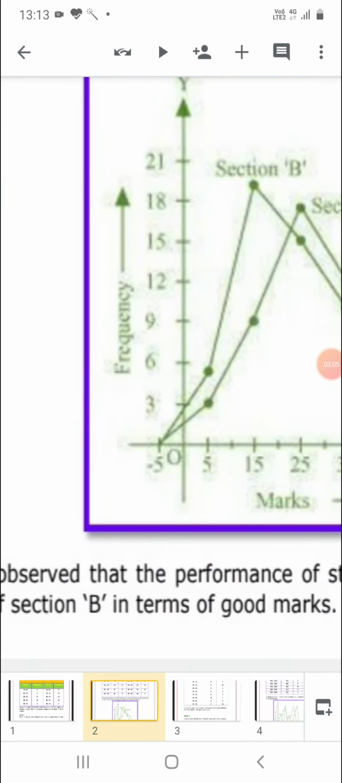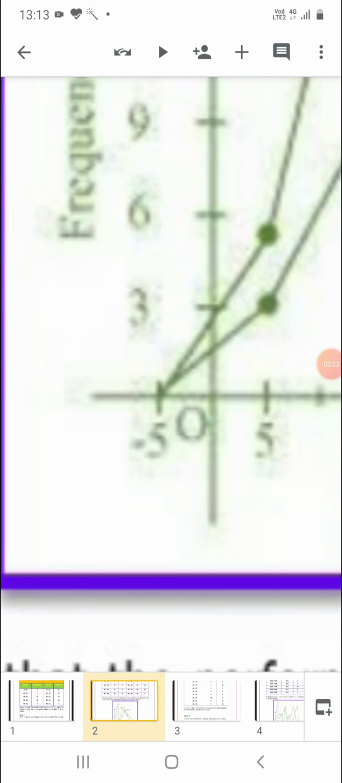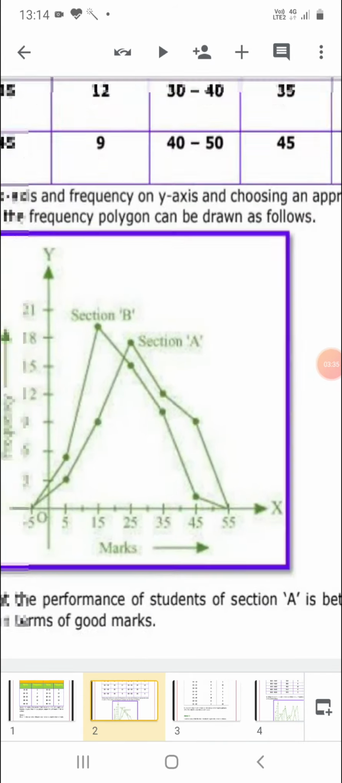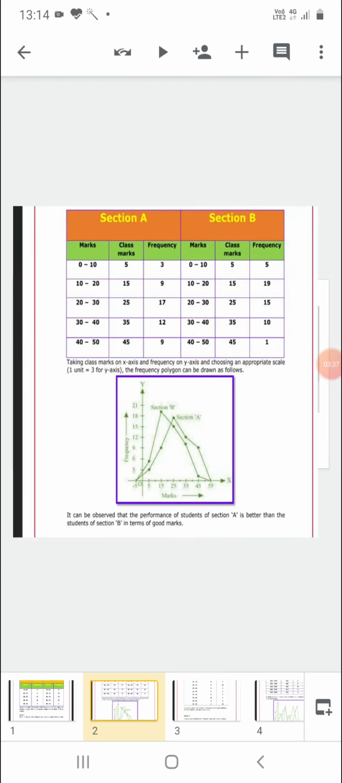So we will close it one box extra. Like the first reading is 5, 3, right? So we will extend this to minus 5, because along the x-axis we have taken the gap of 10. So we'll close it with the gap of 10. In the same way on the right-hand side, the last reading is 45 at this point, but we'll close it at 55. So in this way you will get a frequency polygon.